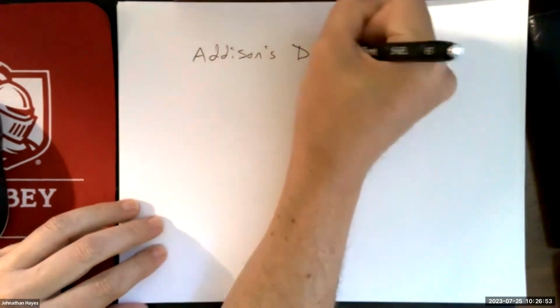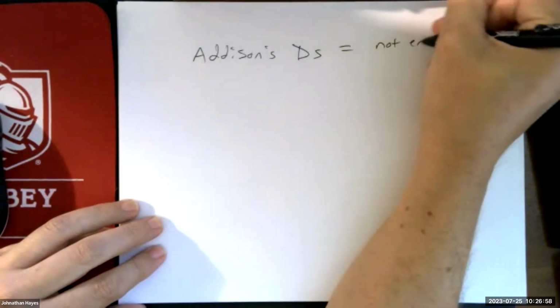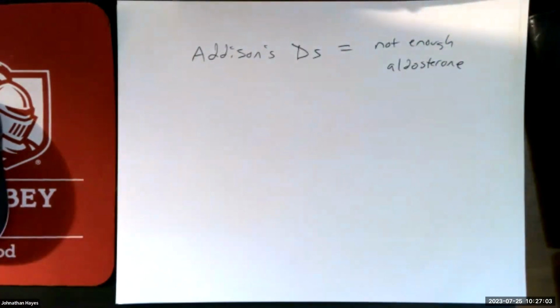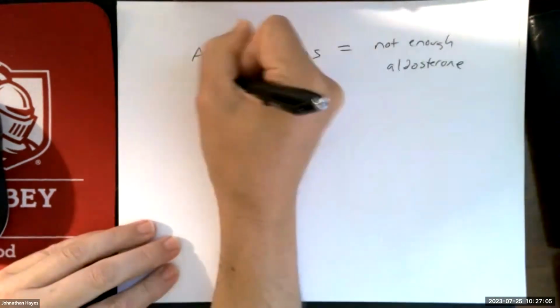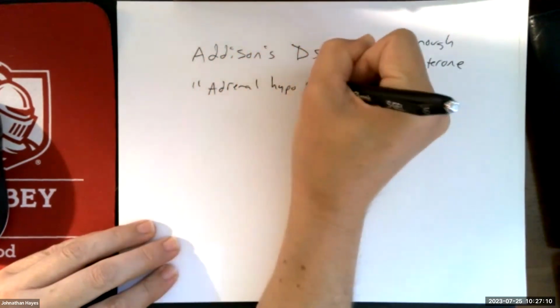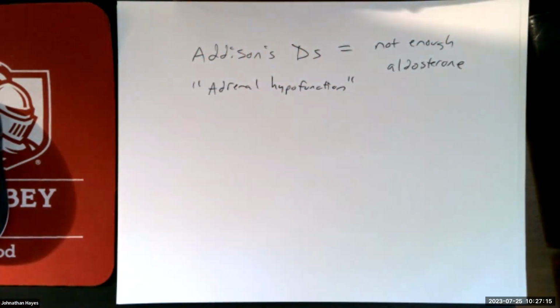So Addison's disease, the problem, let me just put what Addison's disease is: not enough aldosterone. That's the main problem. They sometimes call it adrenal hypofunction, which basically says part of your adrenal gland isn't working as well as it should be. But the main part is the part that's producing the aldosterone.